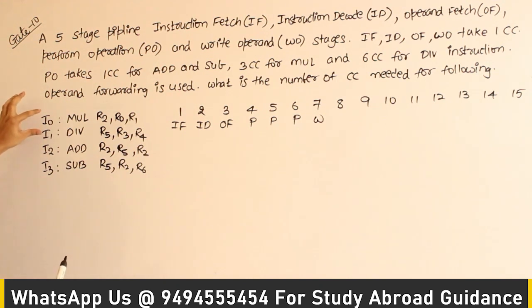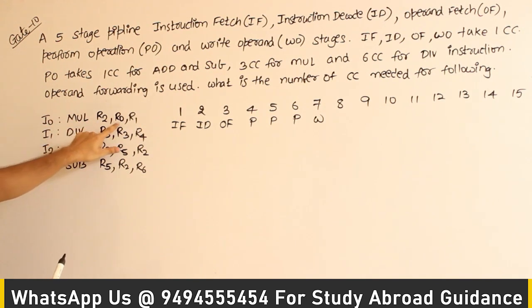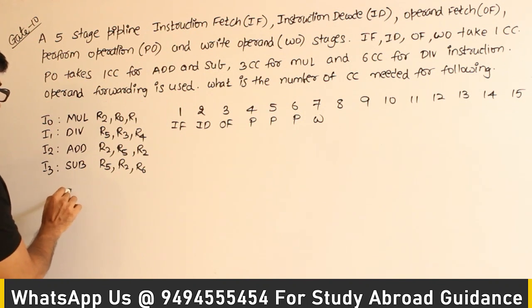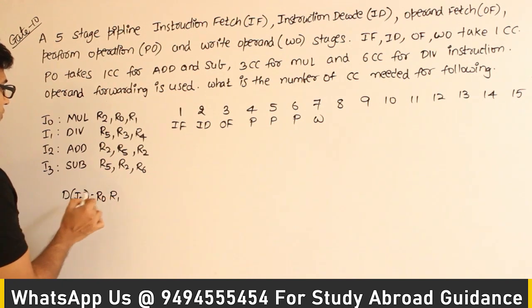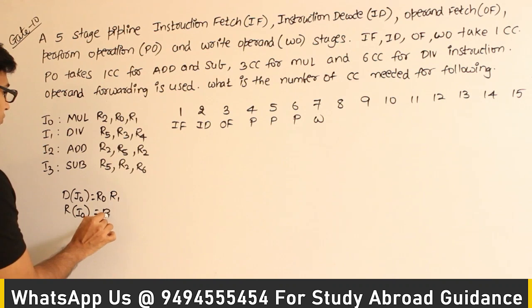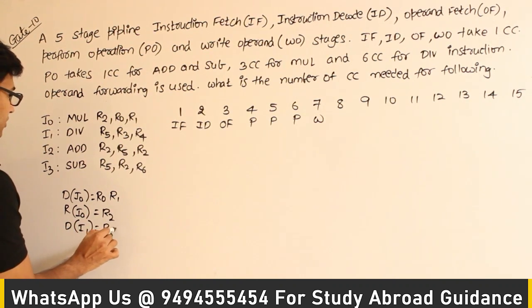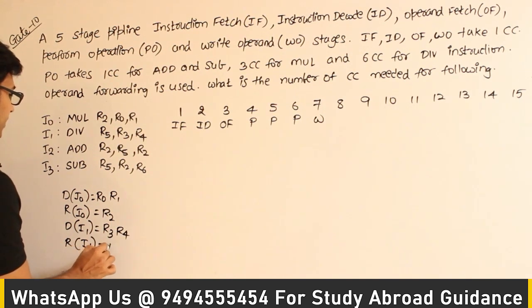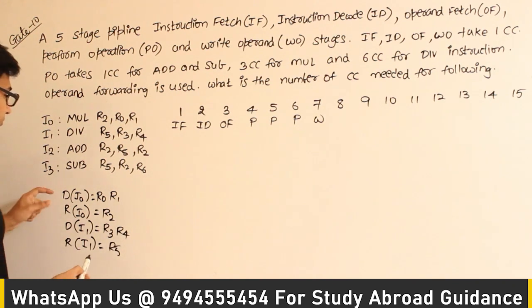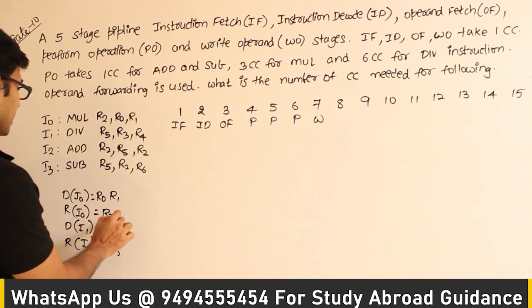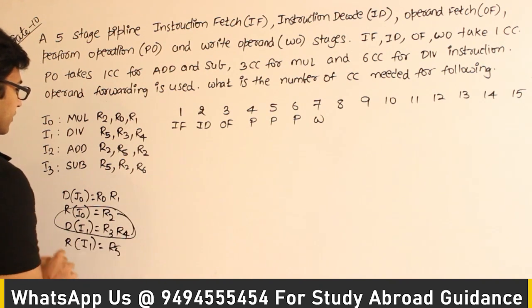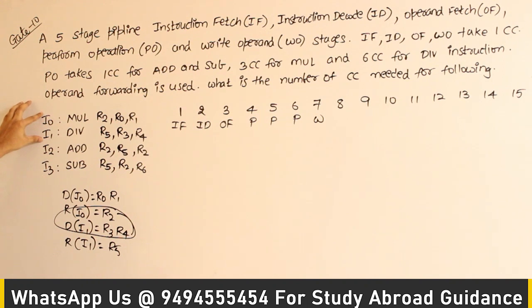Now if you see this, there is no dependency between I0 and I1 because I0 is reading R0 and R1 and writing R2. In the case of I0 and I1, the domain of I0 is R0, R1 and the range of I0 is R2, and the domain of I1 is R3, R4 and the range of I1 is R5. Now if you observe, the range of I0 and the domain of I1 are not intersecting. Therefore there is no RAW, read after write, dependency here. The domain and range are also different, and the ranges of the two are also different. Therefore there is no write after write dependency either.